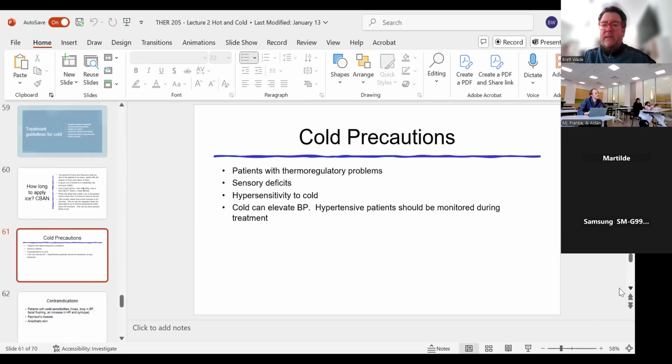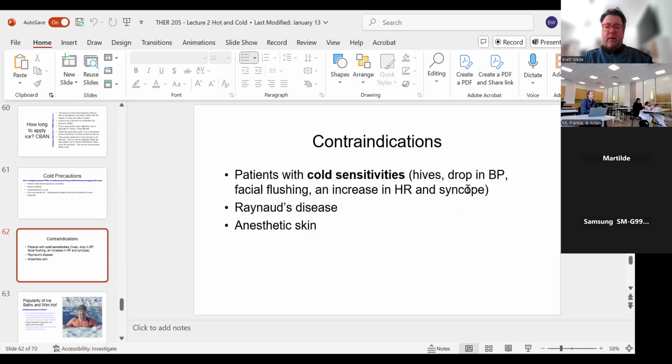Cold precautions. Yes, this is definitely a question. So the hypersensitive, the cold precautions, and particularly those again who have cold sensitivity. So know that cold sensitivities is a contraindication. And I always find that word really funny, because it doesn't sound like it's that serious. It's like, oh, you're just sensitive, but it actually is kind of serious, and that is definitely a question. What are the cold sensitivities or contraindications to ice?